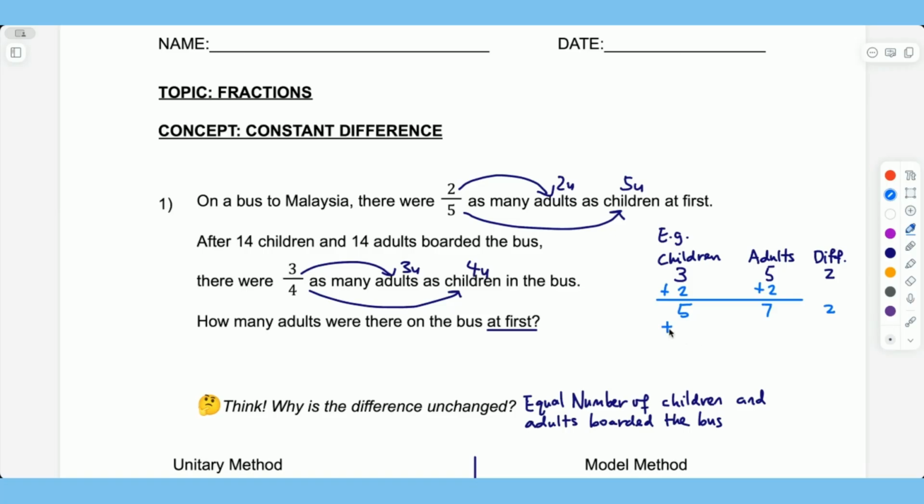And suppose we have another 4 children and 4 adults who boarded the bus. The total for children is now 9, and adults we have 11. The difference between them is still 2. Since an equal number of children and adults boarded the bus, the difference remains to be 2. Likewise, when 4 children and 4 adults boarded the bus, the difference is still 2. With this, we can try to solve the question now.